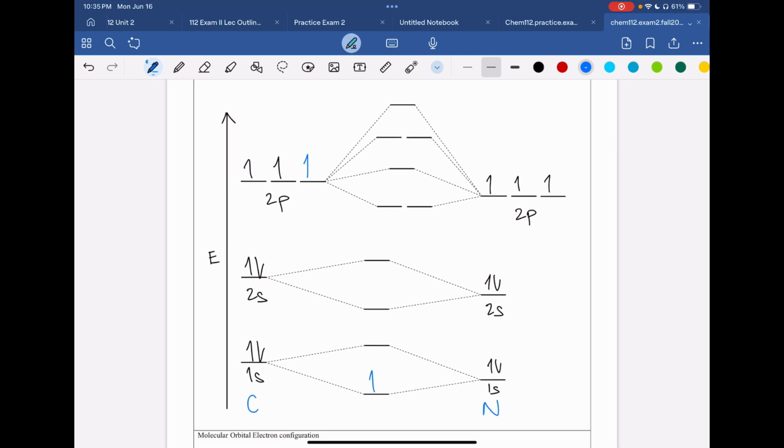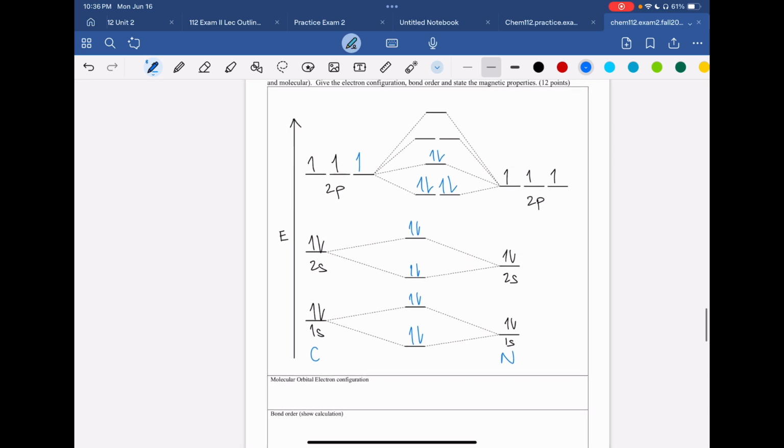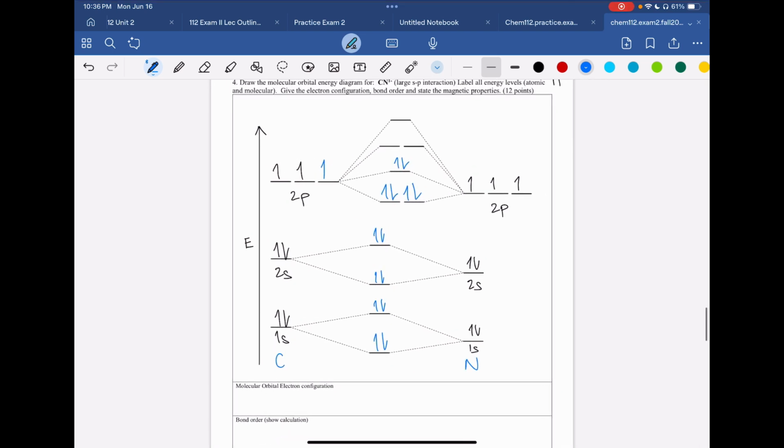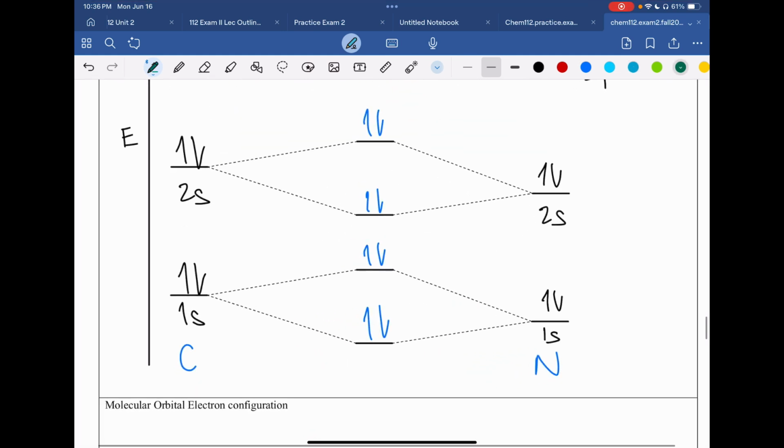So 14. 1, 2, 3, 4, 5, 6, 7, 8, 9, 10. Notice how I placed it. 11, 12, 13, 14. Boom. Okay. So now let's label the middle. Okay. Here is your sigma 1s, sigma 1s star, sigma 2s, and your sigma 2s star.